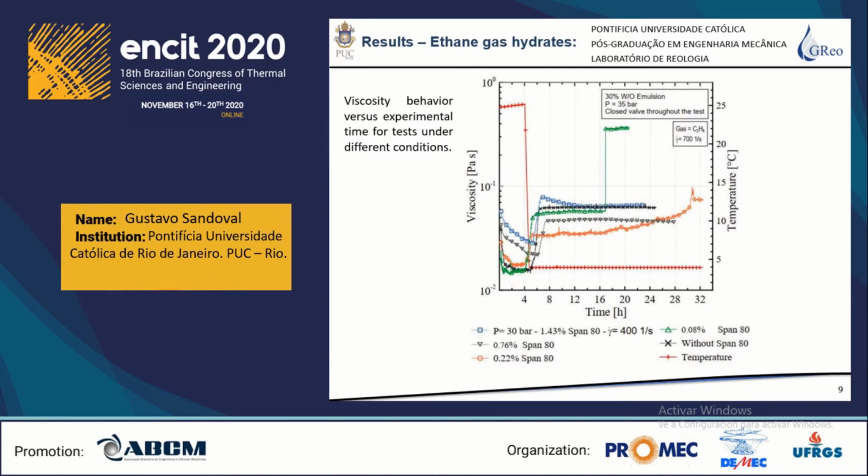And as observed, after 20 hours in the condition of hydrate formation, a small spike in viscosity was noted, indicating some agglomeration of the hydrate crystals. Then, in another attempt, an experiment with 0.08% of Span 80 was performed.